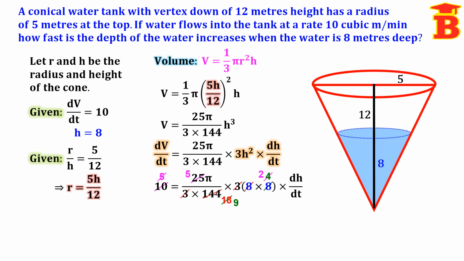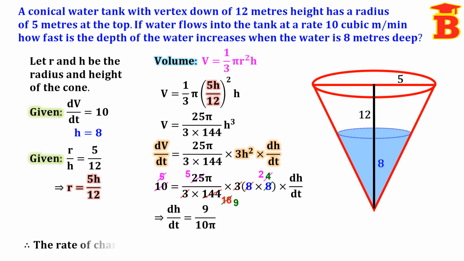Now just cross multiply and write the answer. So this 9, cross multiply to the other side. We get 9 divided by 5 into 2, that is 10 pi, cross multiply to the other side. So divided by 10 pi. Therefore dH by dt is equal to 9 by 10 pi.